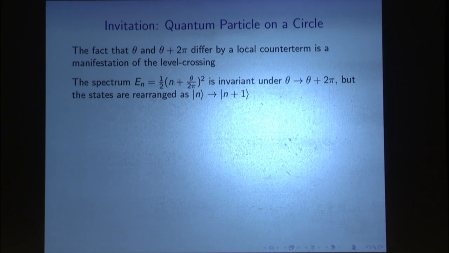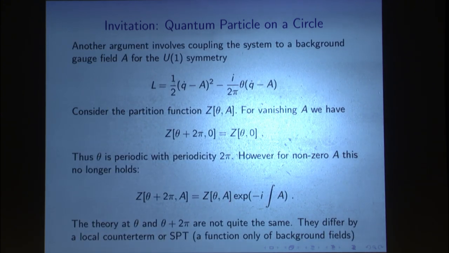So the fact that theta and theta plus 2 pi differ by a local counterterm is a manifestation of the level crossing. And one way to understand this is that as you dial theta through 2 pi, the entire energy spectrum comes back to itself, but the individual states get rearranged. So the U1 charge of the ground state changes when we shift theta to theta plus 2 pi. And that's exactly what this formula is telling us. If we introduce A and compute the partition function, we're counting states according to their U1 charge. And so this is telling us that the charges are transforming when we shift theta to theta plus 2 pi.